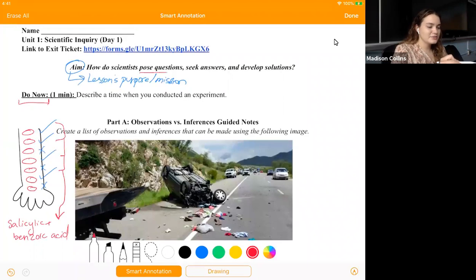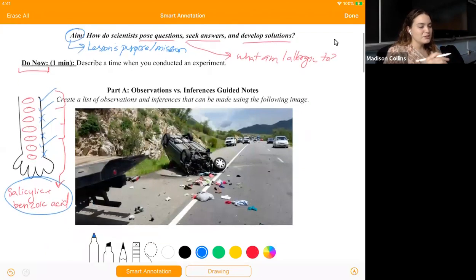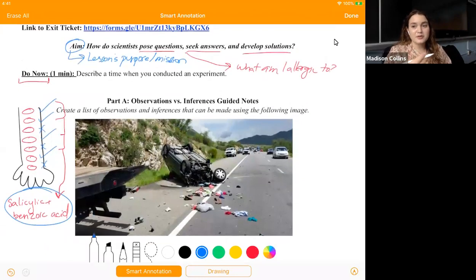So I actually did these three things. I posed a question, and that question was, what am I allergic to? I sought answers, so I did my experiment to figure out what I was allergic to. And then using that information, I developed a solution. So now my solution is I know to avoid products that have those two ingredients, okay? Now, there were countless kinds of experiments that you could have done yourself. It didn't have to be something formal like this, but I'm very confident that you guys have done experiments throughout your life, okay? You have posed questions, sought answers, and developed solutions.